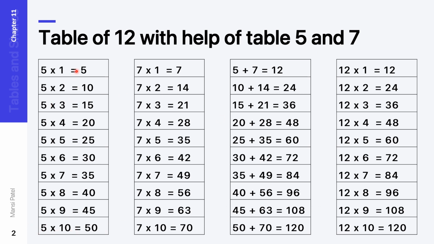Now with the help of any two tables, you can make only one table. If you want to make the table of 12 with the help of 2 and 10, so here you have to write down the table of 2, then you have to write down the table of 10. Now after that what you want to do? You have to just add the answers of both. After adding the answers, you are getting the table of 12. I hope you understand this trick.